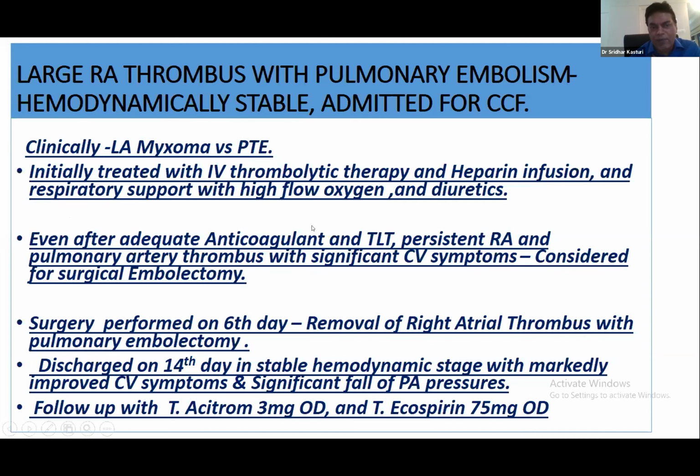Even after adequate anticoagulants and thrombolysis, there was persistent RA-RV pulmonary artery thrombus with significant cardiovascular symptoms. Then we thought this patient is an ideal candidate for surgical embolectomy. So it was performed on the 6th day, and the right atrial thrombus and pulmonary thrombus were removed. He was discharged on the 14th day in a stable hemodynamic status with markedly improved cardiovascular symptoms and significantly improved follow-up PA pressures. Now he is under constant follow-up and is taking acitrom 3 milligram daily and ecosprin.